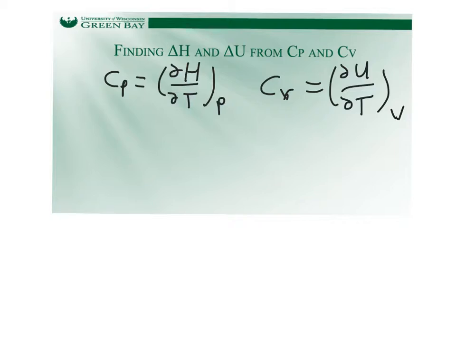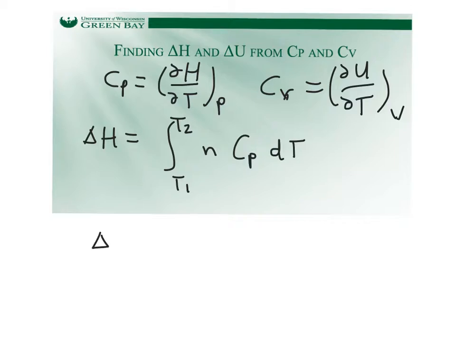And so therefore we can find delta H equals the integral from temperature T1 to final temperature, where the number of moles is N, of N Cp dT. And change of the internal energy equals the integral from temperature T1 to final temperature of N Cv dT.